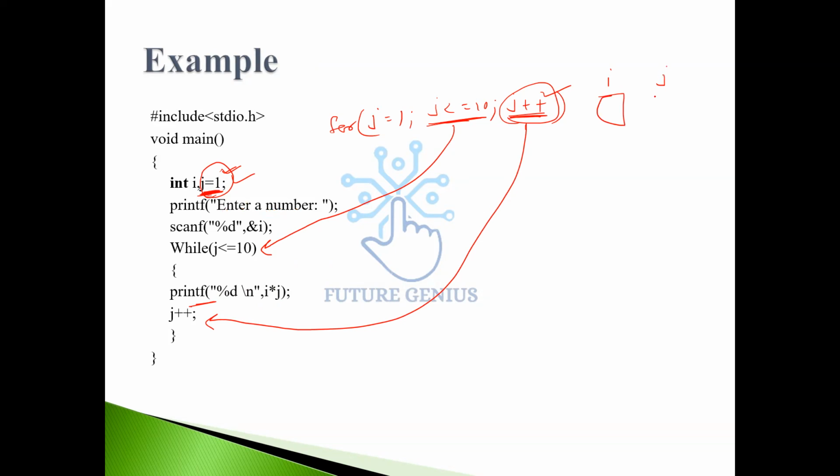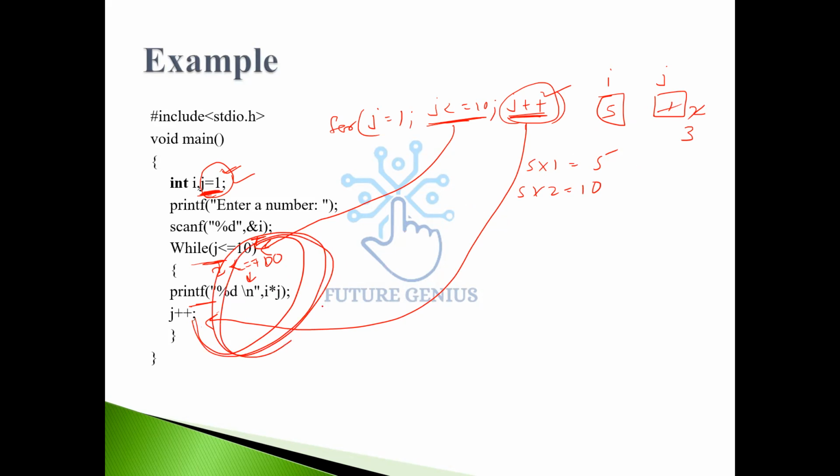There are two variables, i and j. The value of i is 5 and the value of j is 1, and it will check the condition. Is 1 less than or equal to 10? Yes, the condition is true, then it will print 5 into 1, that is 5, and then increment the value of j from 1 to 2. Now it will check the condition. Is 2 less than or equal to 10? Yes, the condition is true. 5 into 2, that is 10. And again it will increment the value of j, which is 3 now. In this way it will work.